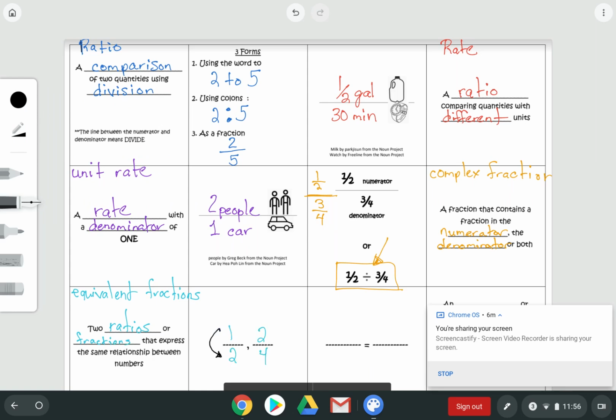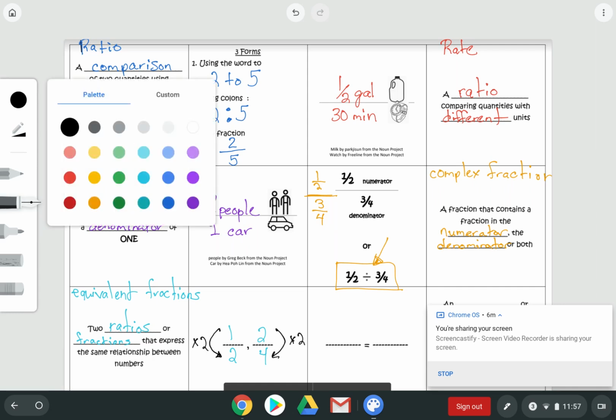So, in order to go from 1 to 2, I just multiply 1 by 2, and that gives me 2. Well, look over here. I can do the same thing. How do I go from 2 to 4? 2 times 2 is 4. So they have the same relationship. I'm multiplying my numerator by 2 to get my denominator.